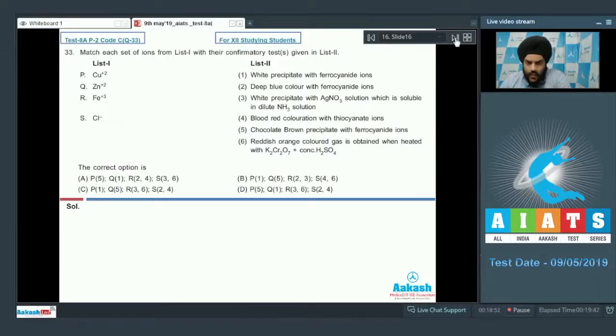Let us look at the next section, students. This section contains 4 questions. Each question has 4 options in which the matching with respect to list 1 and list 2 is given. We have to select the correct match. Let us look at question number 33 now, students.